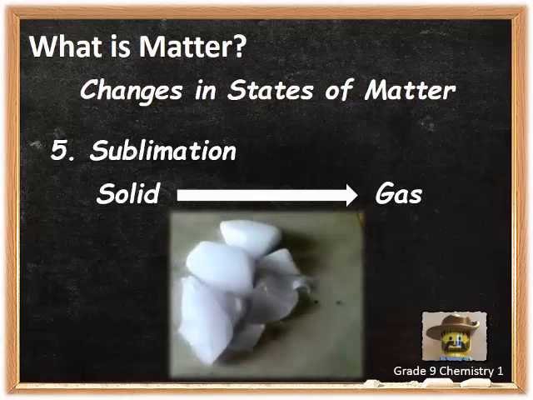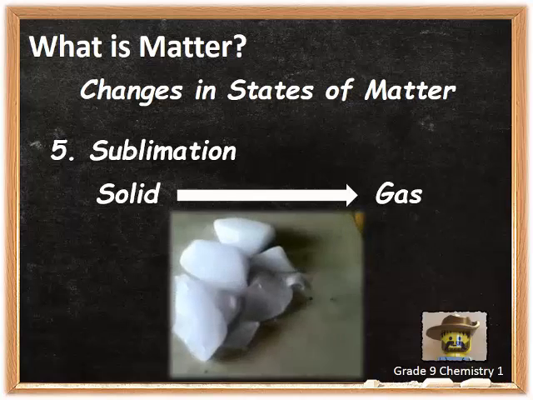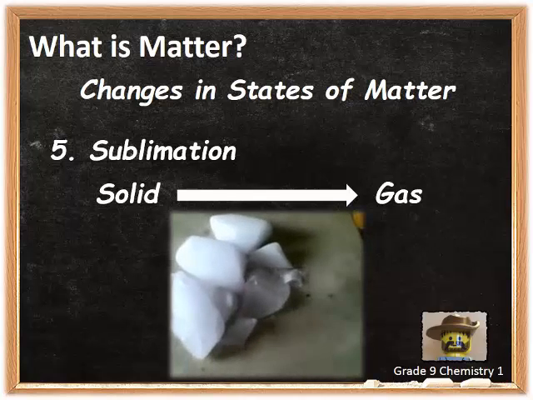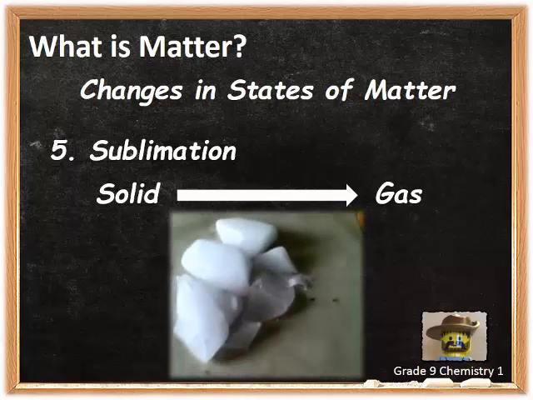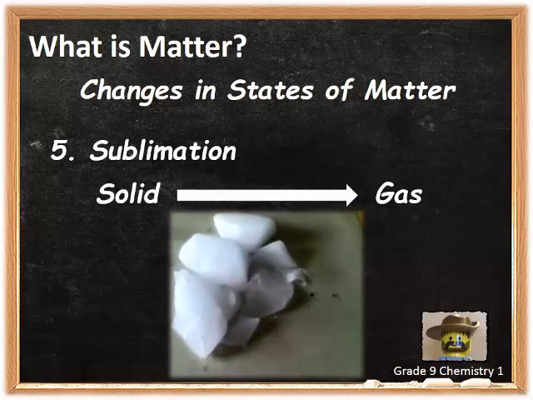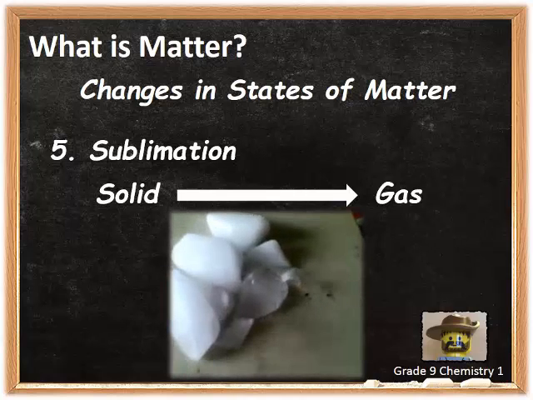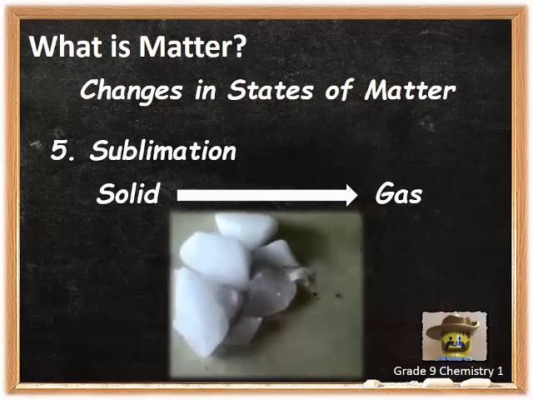This is the change from a solid directly to a gas. A common example is solid carbon dioxide, or CO2. Since carbon dioxide boils at a minus 57 degrees Celsius, when we expose it to room temperature, which is roughly 20, it immediately boils into a gas.